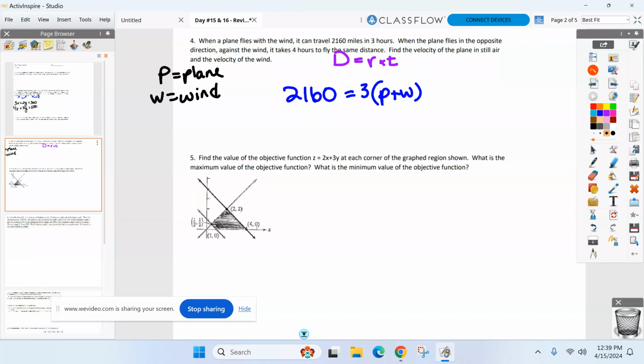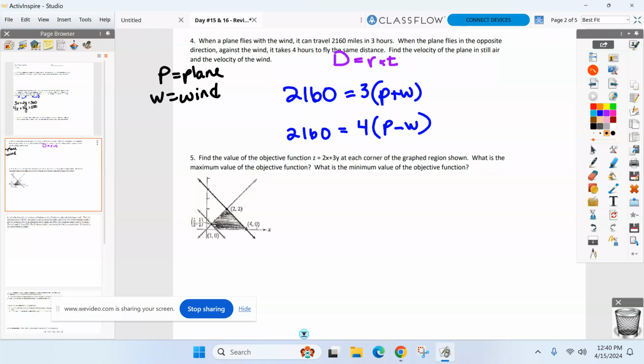All right, now let's go against the wind. Same exact thing, but not P plus W. What's my distance? Same distance, it said. Yep, so be careful with that. Same distance. It's not always the case in every problem. It's taking me 4 hours to do this, but now what's my rate? Working against each other, so I've got to take whatever the speed of the plane is and subtract out the wind going against it.